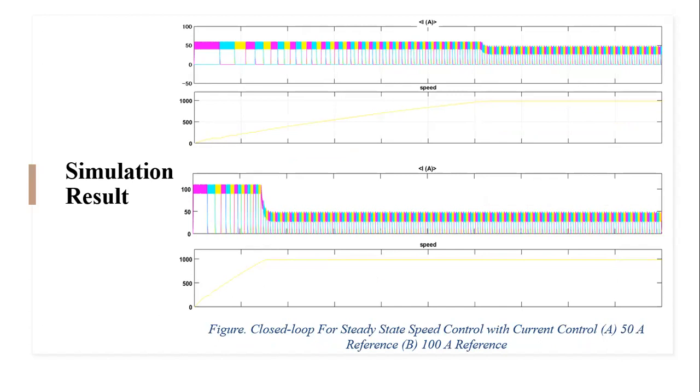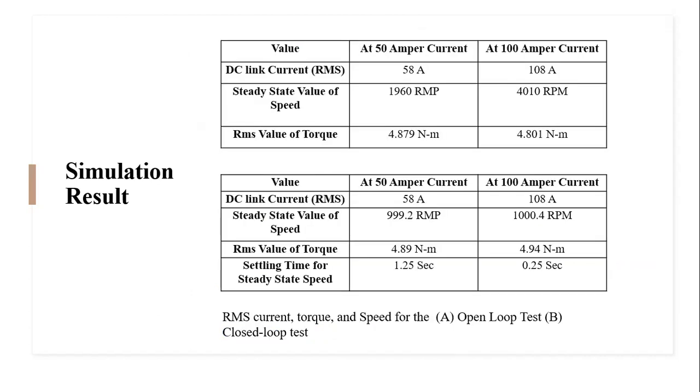Now, from the closed loop system, first we take the reference of 1000 rpm, and it will take some time to settle at 1000. Second, we define the reference current as 100 ampere. If we take the time for settling at 1000 rpm, it will be less. So here there is a comparison.